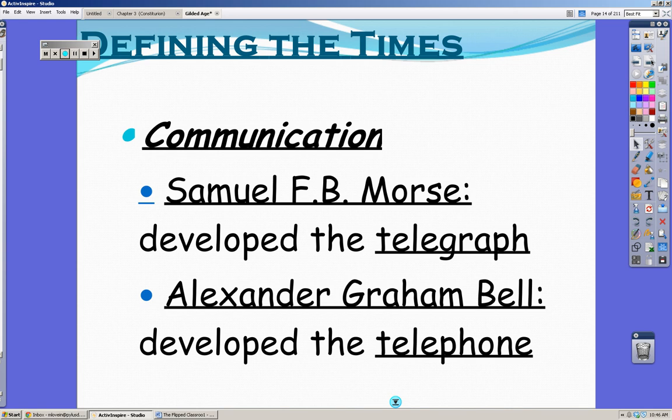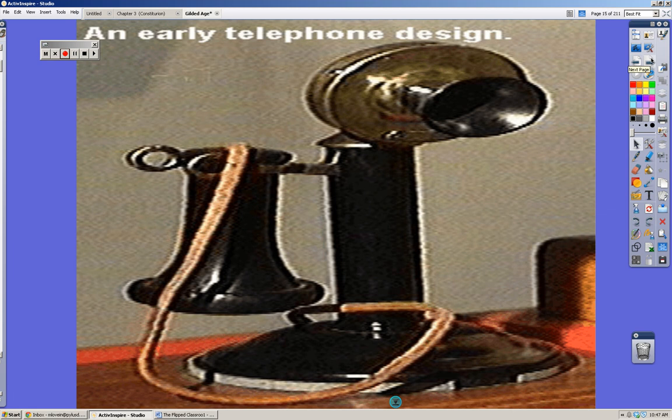Okay, the telegraph shortened distances earlier. We have Morse code. That's where Morse code comes from, the inventor of the telegraph. It's a series of clicks, short and long, that can be interpreted as messages. And then as time goes on, we get the invention of the telephone, and we all have our telephones now. A little bit different, but same basic idea. And here's a picture of the first telephone. It looks a little bit different.